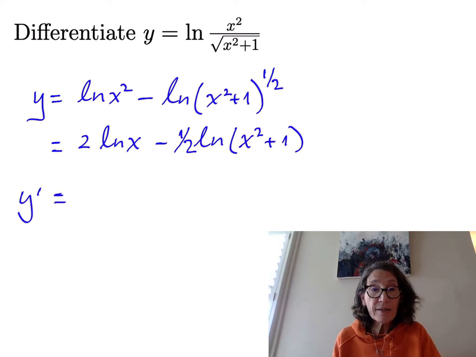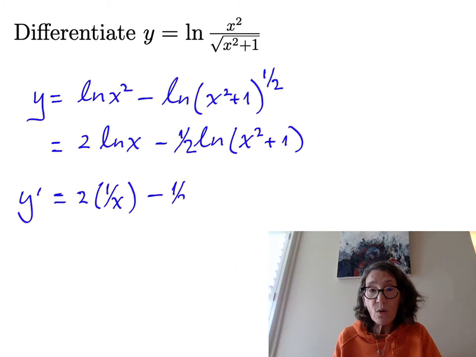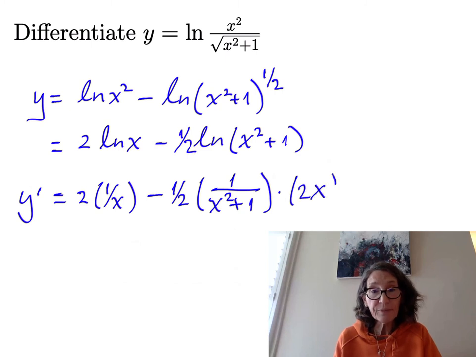And now I can differentiate. So the first term is just 2 times the derivative of the natural log, which is 1 over x. The second term is just 1/2 times the derivative of the natural log of x squared plus 1. So we do have to use the chain rule there, but it's not bad. So it's the derivative of the outside with respect to the inside times the derivative of the inside. And that's it. That's our derivative.